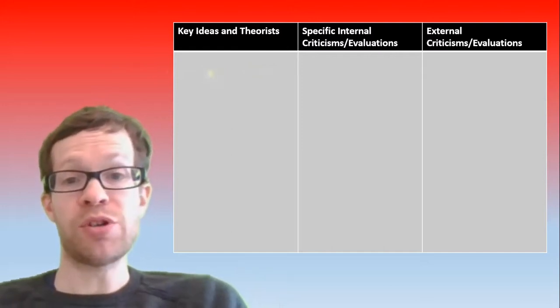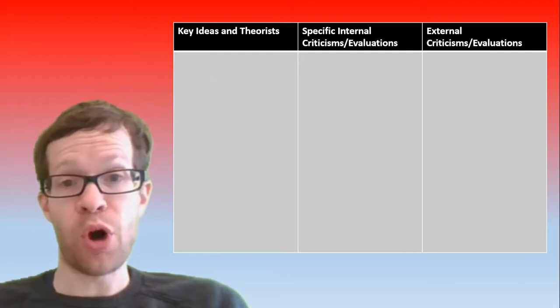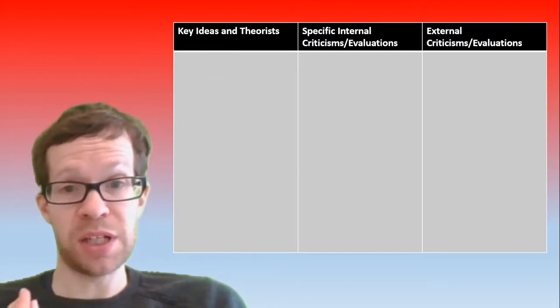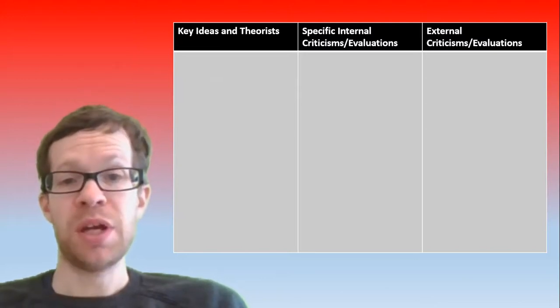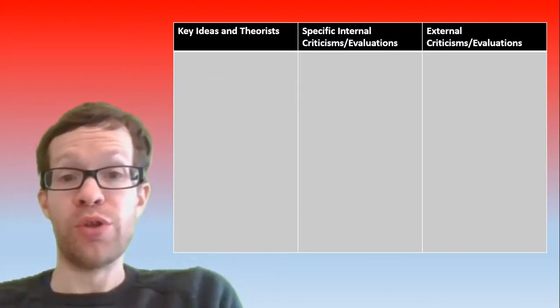So internal criticism is specific criticism of that particular theory or that particular theorist, that particular sociologist. An external criticism is a criticism from one of the other theories.